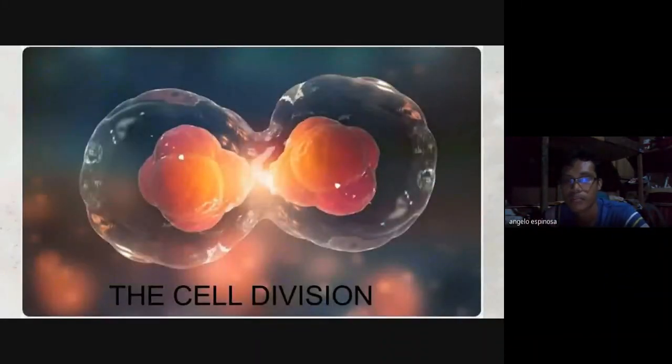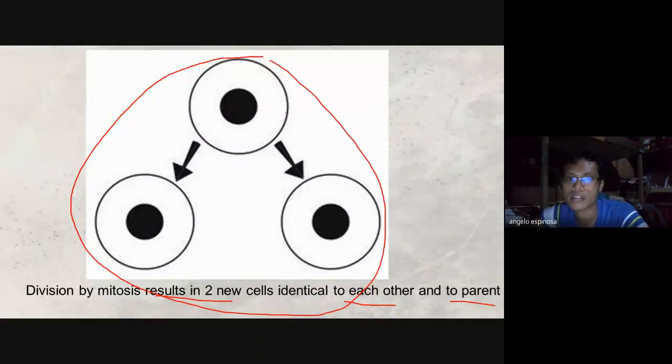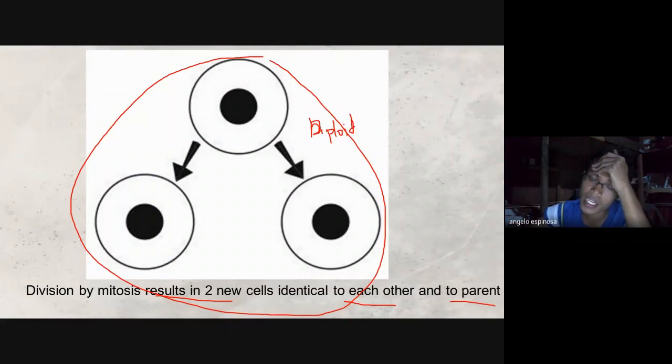And let's now proceed to cell division. Cell division is the process of dividing cells. Division by mitosis results in two new cells identical to each other and to the parent. So this is what we call mitosis, also known as diploid. This is usually happening in gametes and ovum, kasi ang gametes and ovum consist of 50% male and 50% female.